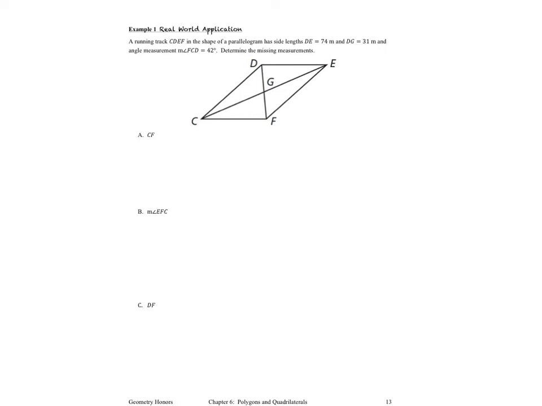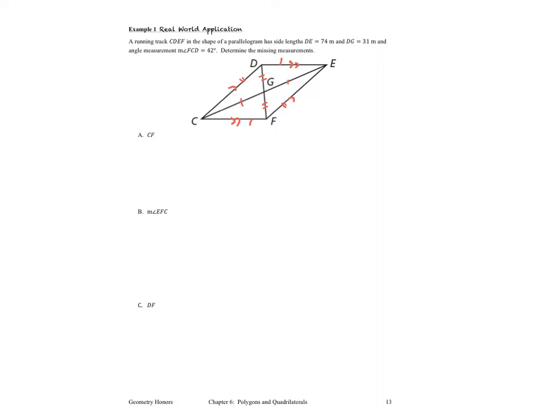So remember some things we know about parallelograms. The opposite sides are parallel to each other. The opposite sides are congruent to each other. The diagonals bisect each other. So they create congruent segments. So if I know all of that, and also that with angles, opposite angles are congruent and the consecutive angles are supplementary, knowing all that, let's see what they tell us.